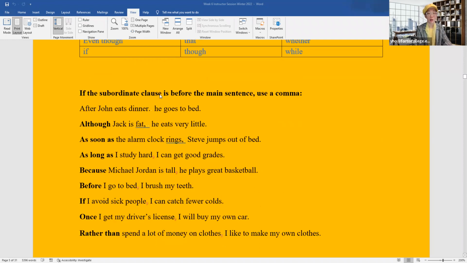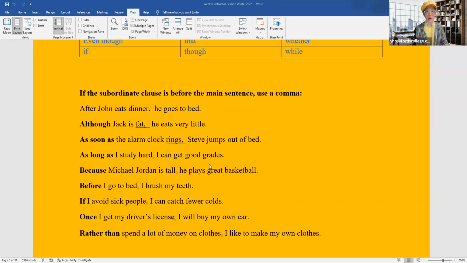So here are some complex sentences. After John eats dinner, always put a comma when the dependent clause comes at the beginning of the sentence. So, after John eats dinner, comma, he goes to bed. Although Jack is fat, comma, he eats very little. As soon as the alarm clock rings, comma, Steve jumps out of bed. Here you notice that "Steve jumps out of bed" is the independent clause. "As soon as the alarm clock rings" is the dependent clause. And when you put the dependent clause and the independent clause together as one sentence, that makes a complex sentence.